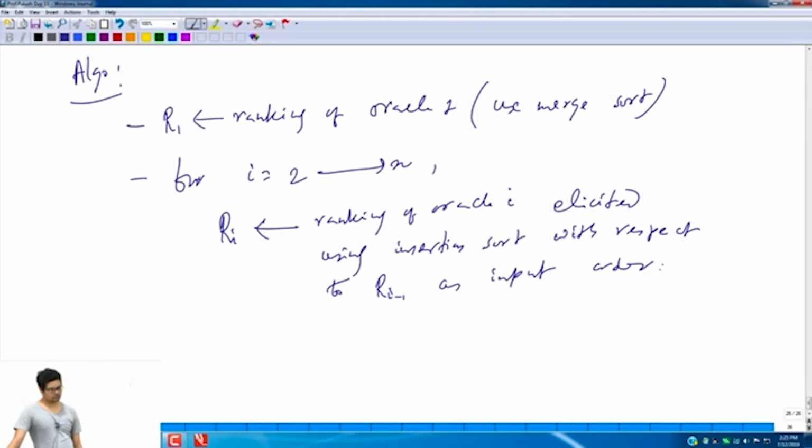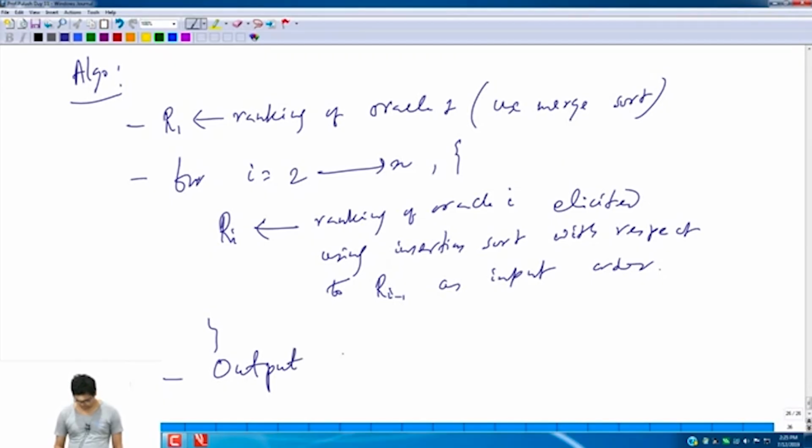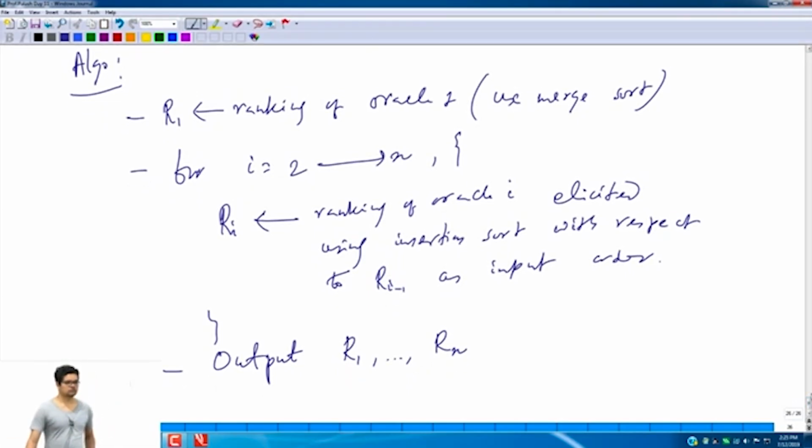Clear? I will show that for most of the cases we are in the best case, not in the worst case. In the best case, insertion sort beats merge sort, and we will be mostly in the best case if we do this, not mostly in the worst case. And that's it. This is the for loop, and then output R1 to Rn.